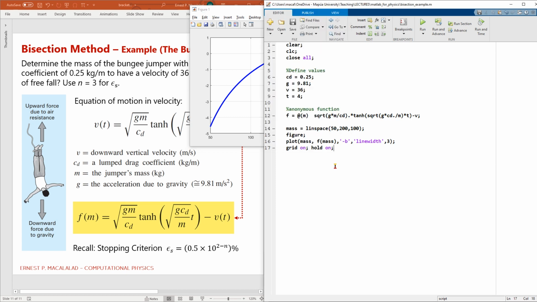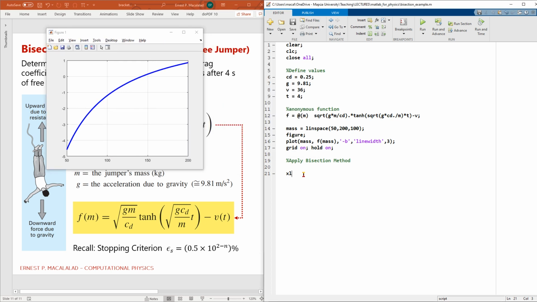Okay, so now let's apply the bisection method. First, let's define our initial bracket. Let's define xl to be equal to, let's say, 50, and then xu to be 100.